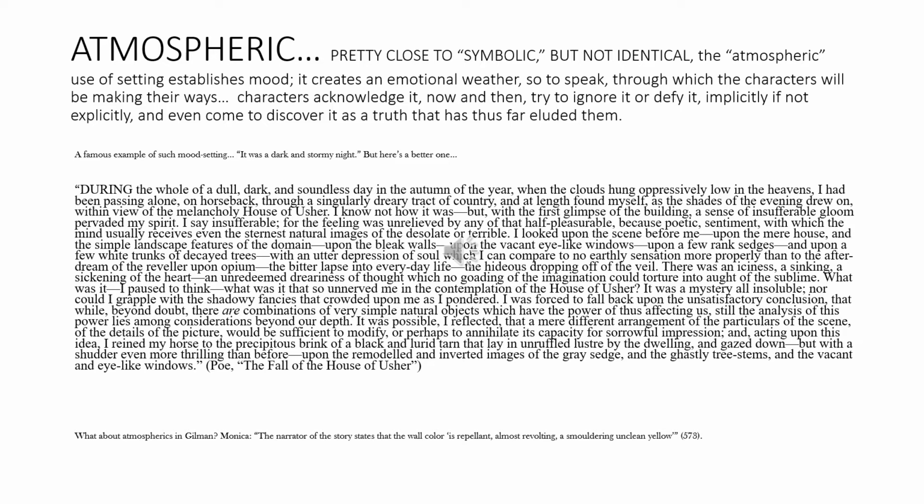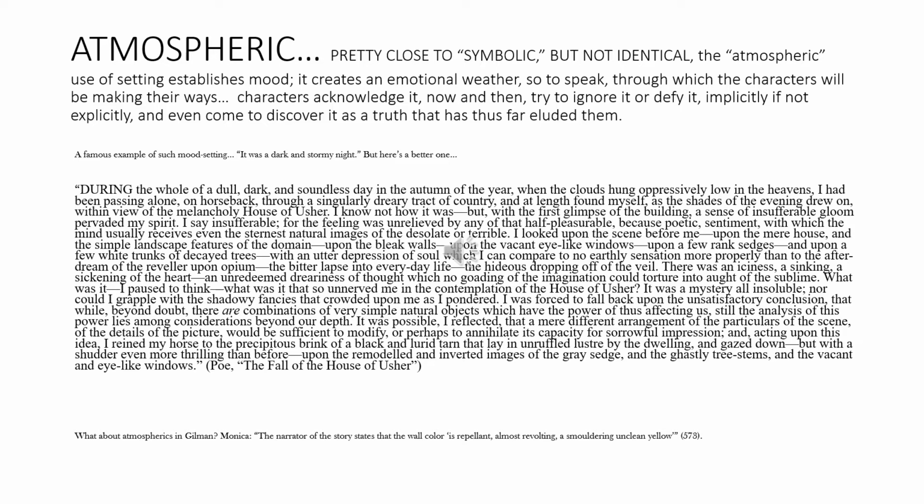We move on quickly, "upon a few rank sedges and upon a few white trunks of decayed trees," which again returns us to the atmospheric register from the symbolic. Now, we haven't quite gotten to the symbolic. That's our next plate. But already, do you not see a manipulation of setting to symbolic effect? The vacant eye-like windows. It's as though the house of Usher is staring upon him. That's the title of the story. You've already read the title of the story by the time you've read this paragraph. The house of Usher stares upon him.